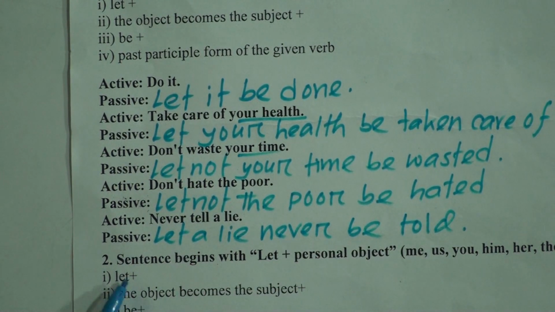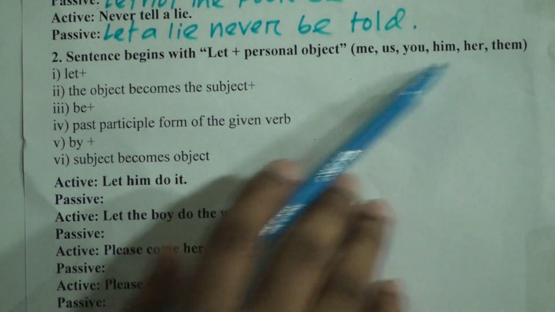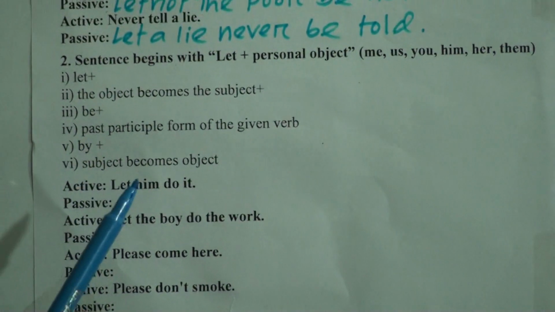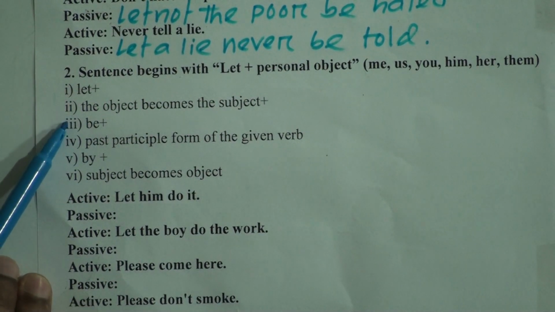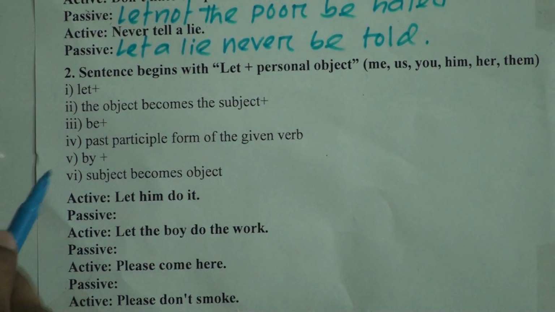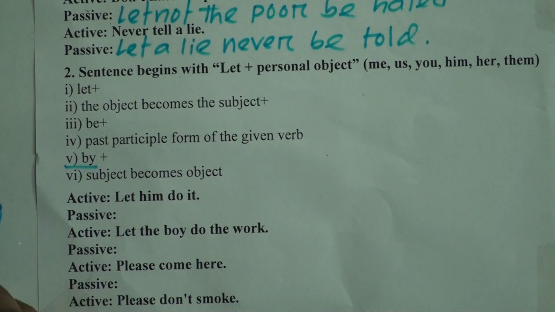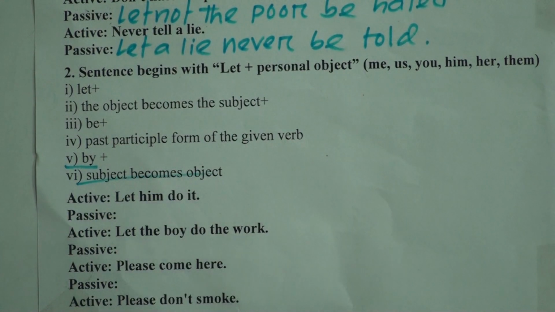Okay, next rule. The sentence begins with let plus a personal object: me, us, you, him, her, them. If a sentence starts with let, how do we solve it? First, let remains let, the object becomes the subject, we put be, then the past participle of the main verb. These two are newly added: by, you have to put by, and the subject becomes the object. So let's see first here.